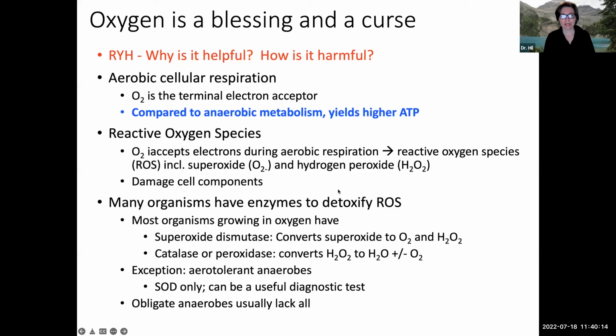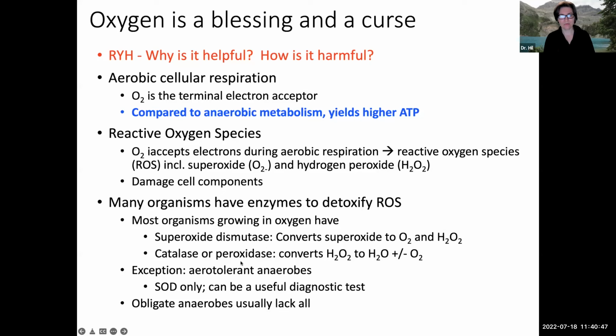So how do you protect yourself? If you're going to survive in oxygen, whether you're using it or not, you're going to need some enzymes. Organisms that are growing in oxygen have something called superoxide dismutase. It takes any superoxide anion, oxygen with a little bit of extra electron on it, and converts it to regular oxygen. So if you're growing in oxygen, you have this for sure, 100%, because this is the most dangerous one. If you're actively using oxygen and creating a lot of this, it's converting it to hydrogen peroxide, which is still bad. So you're going to have another enzyme.